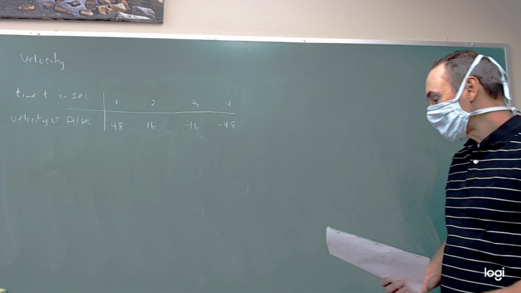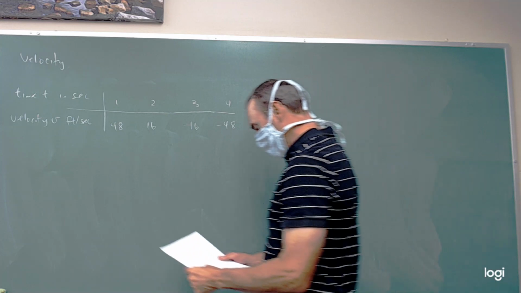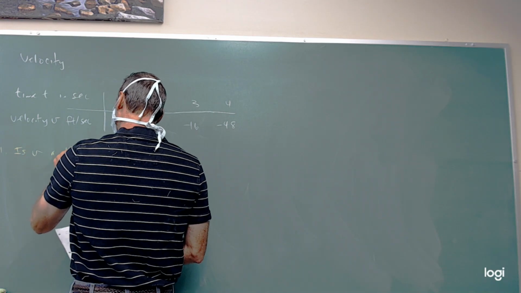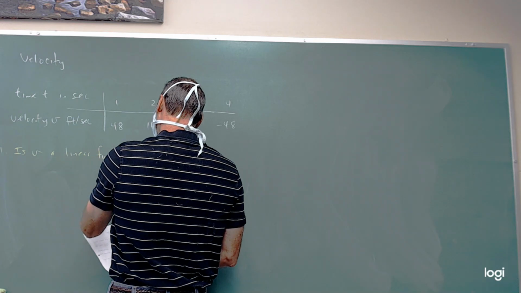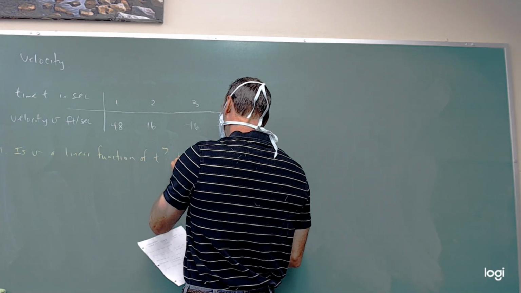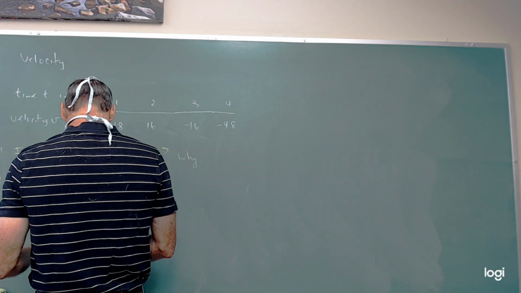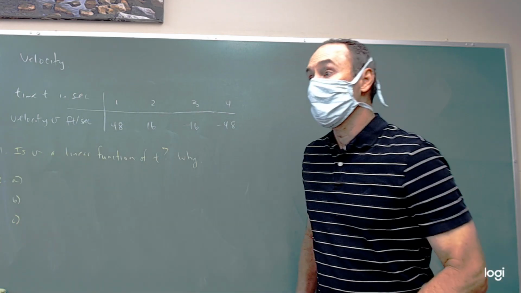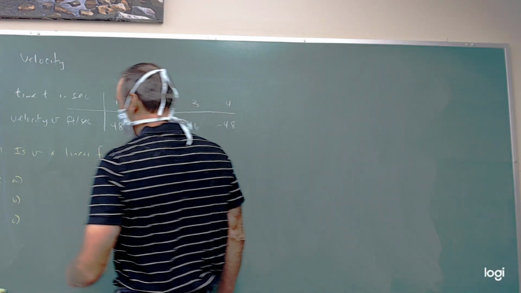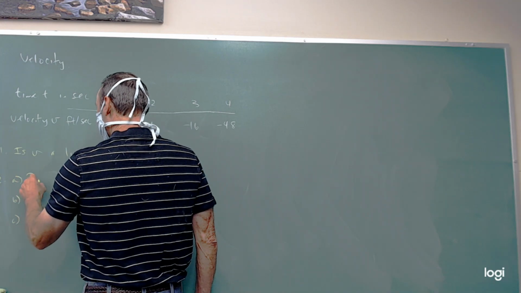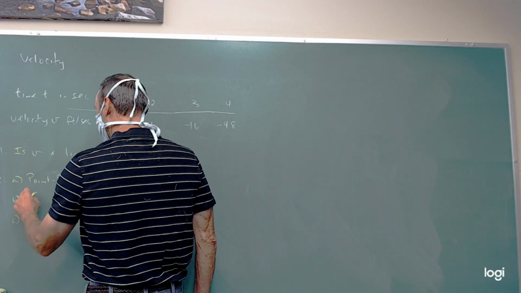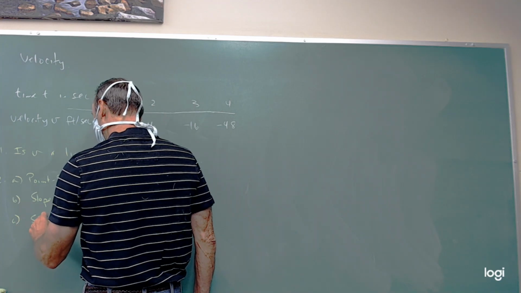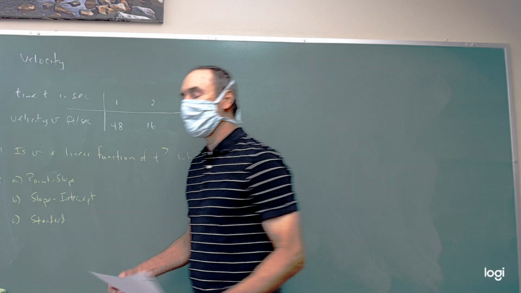And I'm going to ask some questions here so that we can talk about. First, is v a linear function of t? And can you justify your answer? And then secondly, I'm going to ask you to kind of take away the mystery of that first question, because then I'm going to ask you to put it into, like we did before, the point slope form, and then slope intercept form, and then standard form. That make sense? All right.